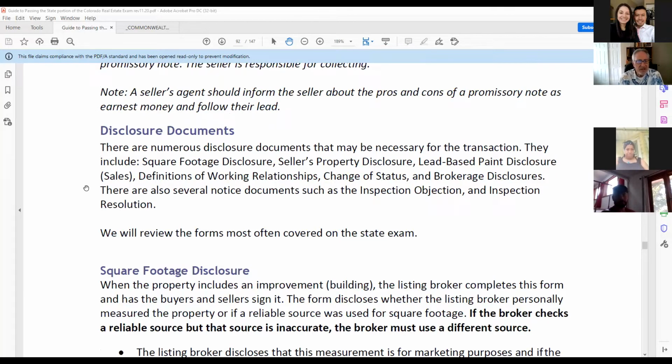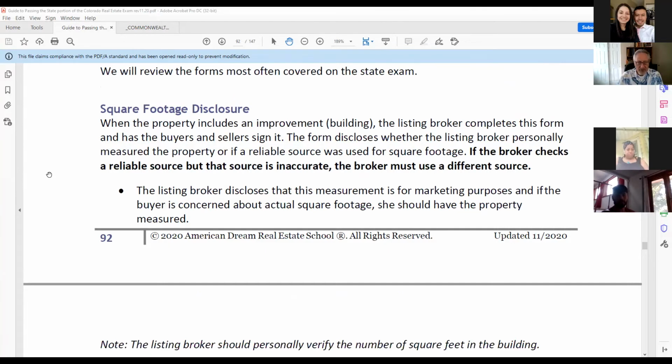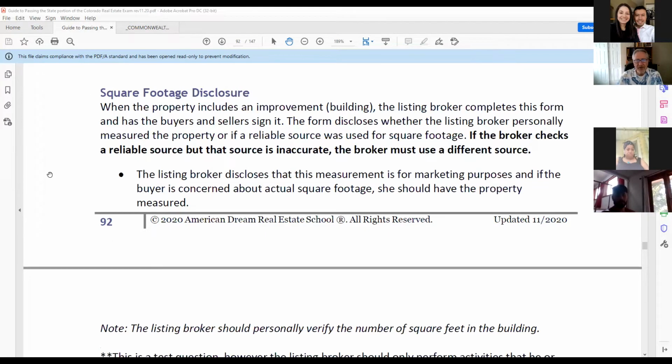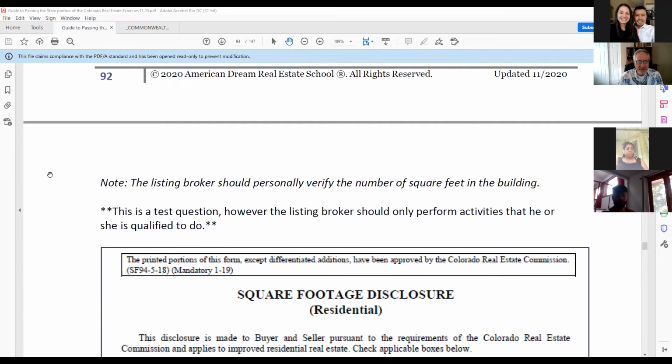All right, we're going to look at some disclosure documents now. These are standard disclosures that would be required in a file to be compliant. First one is the square footage disclosure. When you have a building, a structure on the property, you need to have a square footage disclosure. And we're going to take a look at what it looks like here.